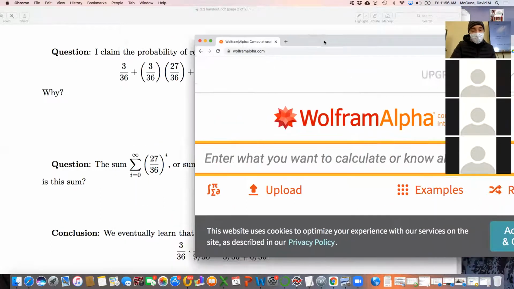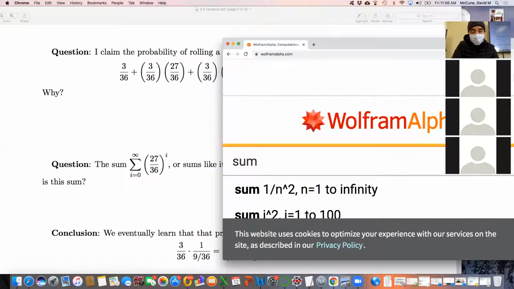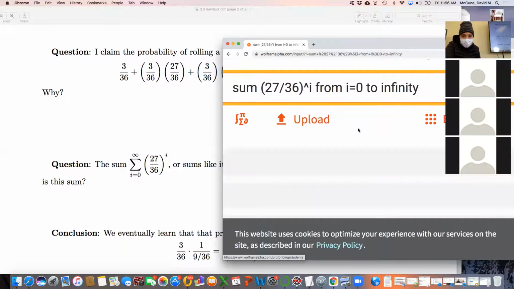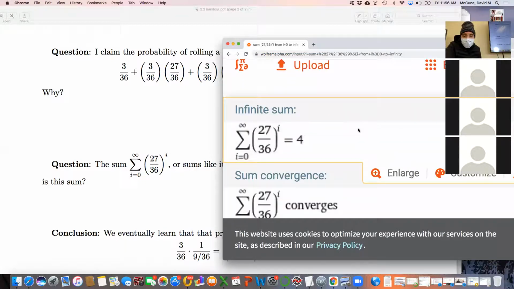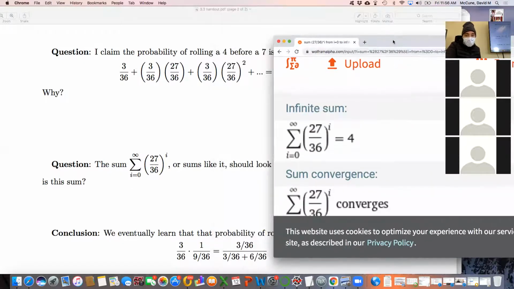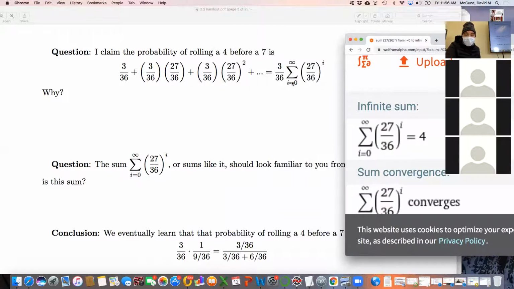Because what you're going to do if you see that is you go here, sum. Let me show you how to type a sum into Wolfram. You give it your formula. So our formula is, there you go, 27 over 36 to the i, and then you can just tell it from i equals 0 to infinity. You can just tell it that in English. So you're saying, well, from sum formula from i equals 0 to infinity, and it'll do, of course, the geometric series for you. Oh, yeah, sorry. Okay. Yeah, so this sum, right, is just 4, right?